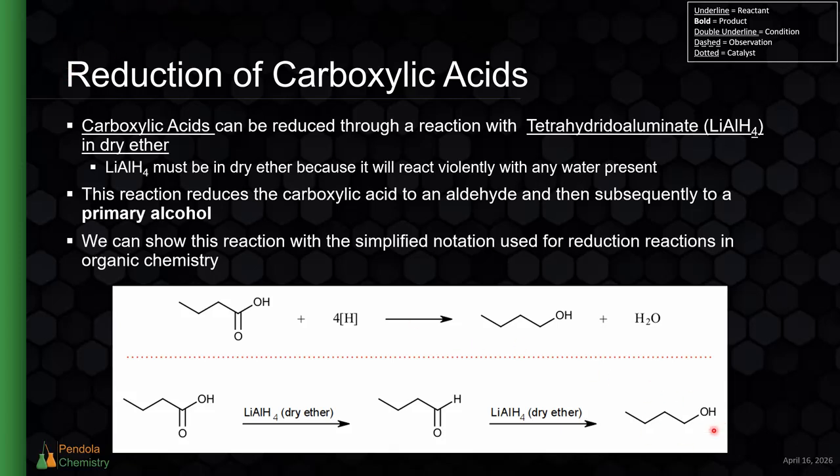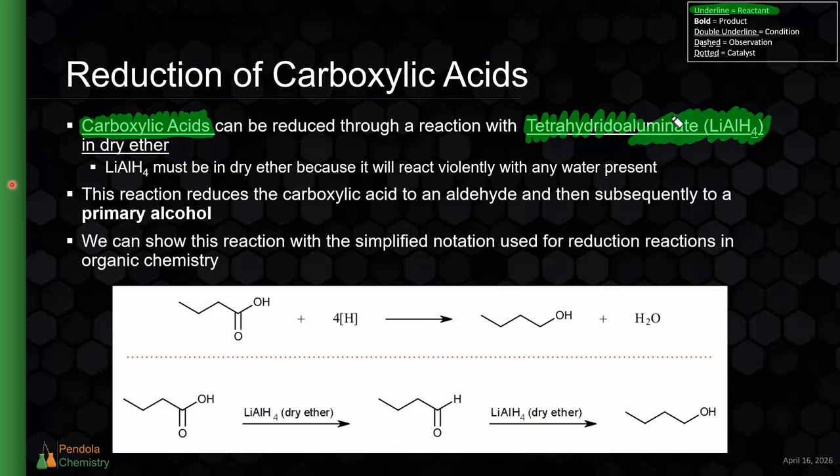So if we can oxidize a primary alcohol to an aldehyde, and that aldehyde to a carboxylic acid, then it stands to reason that we can undergo the opposite process: grab that carboxylic acid that we created, reduce it into an aldehyde, and then that aldehyde can be further reduced into a primary alcohol. And that's exactly the case here. We can react carboxylic acids with a reducing agent. In the case of this reaction, the reducing reagent that we use is lithium tetrahydroaluminate, or LiAlH4.